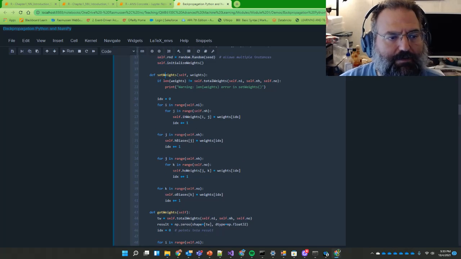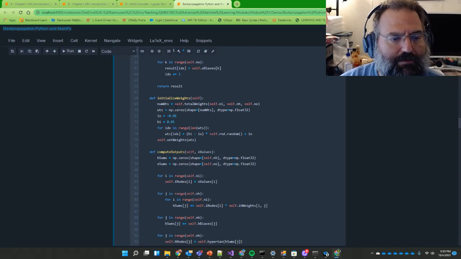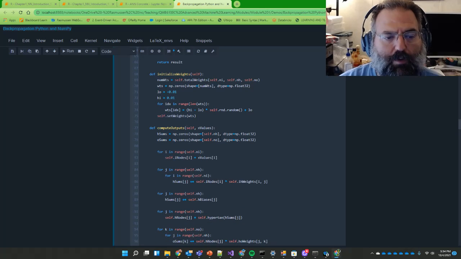The next step is to go through and set the weights. These are the weights that are used by the various nodes. And then the corresponding get weights and initialize weights, which is likely going to set it to a random value between -0.01 and 0.01. So a pretty narrow range there, but within that range being random.